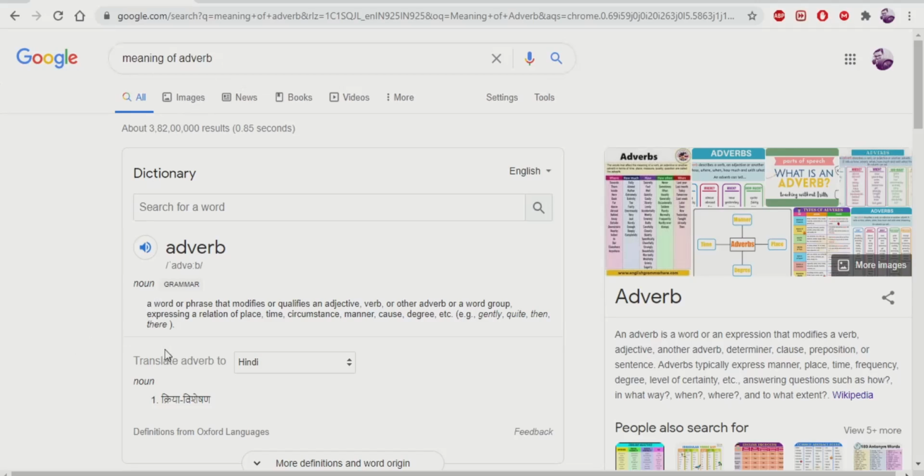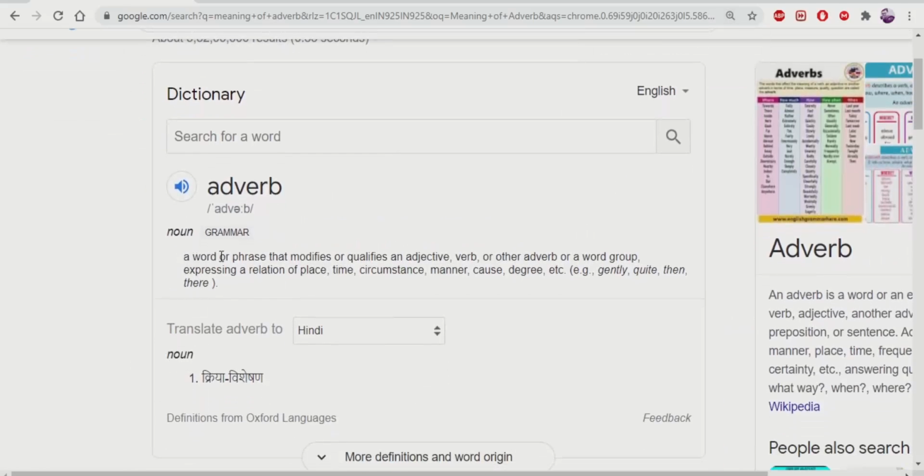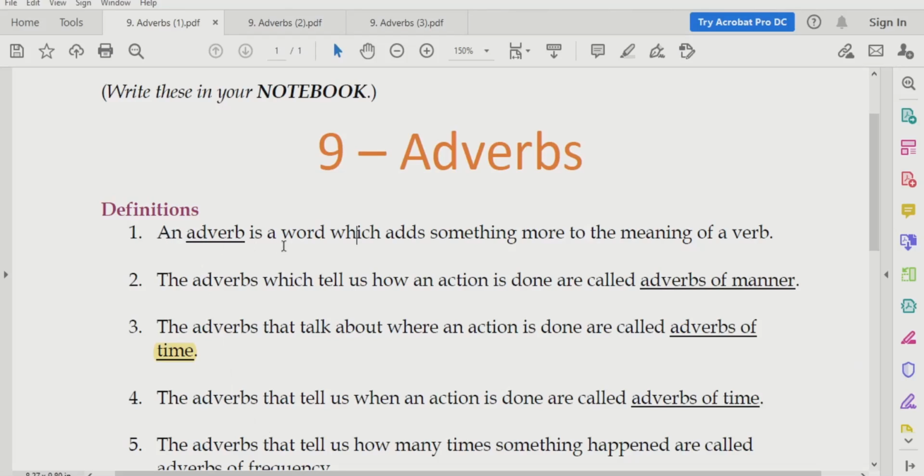As you can see, the result says a word or phrase. Now phrase means it is not a complete sentence, okay? It is a group of words. A word or group of words that modifies or qualifies an adjective, verb or adverb or a word group. Now over here, this looks a bit confusing and difficult, but the same thing is also mentioned in the PDF. An adverb is a word which adds something more to the meaning of a verb.